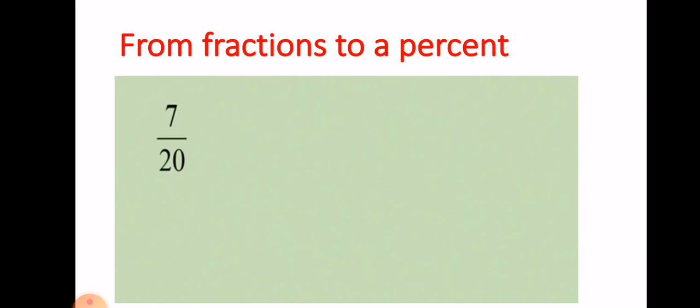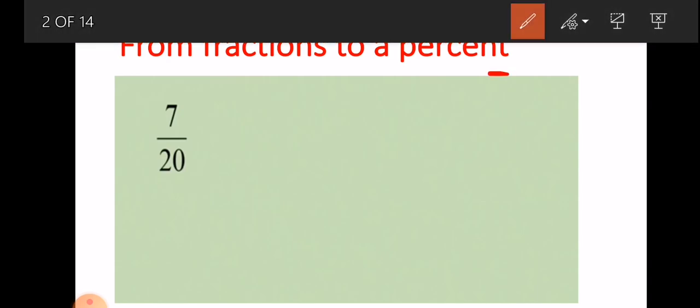The first one here is 7 over 20. This one I want to make it as a percent. What does a percent mean? It means a ratio which is out of 100. So I have to get the ratio which is equivalent to 7 over 20, but to be a number over 100. So 7 over 20 equals what over 100? This is the question I want you to ask yourself. Then how will you get the number which is up?